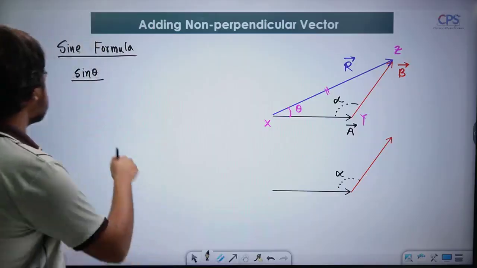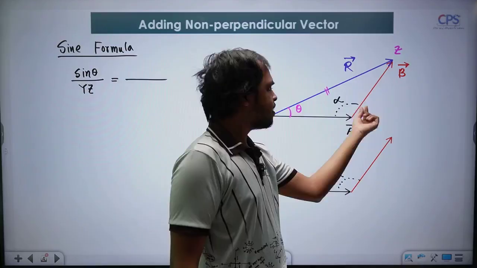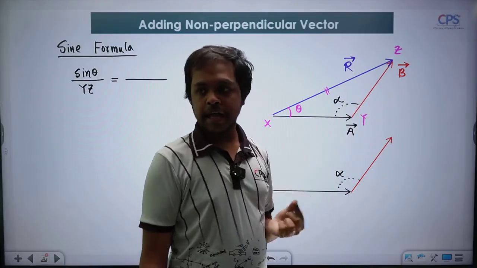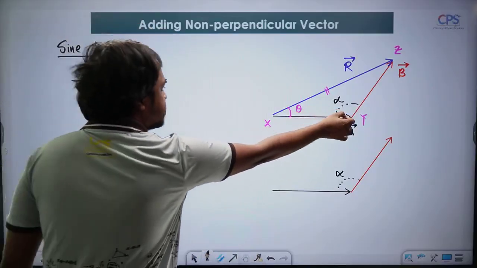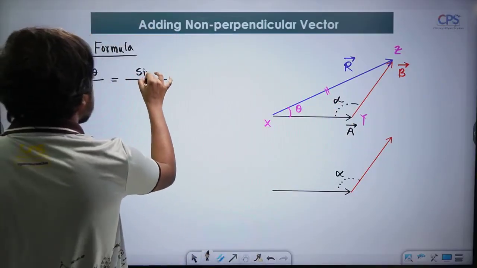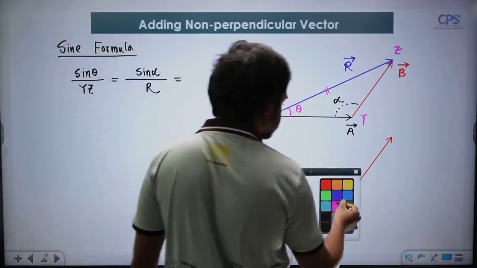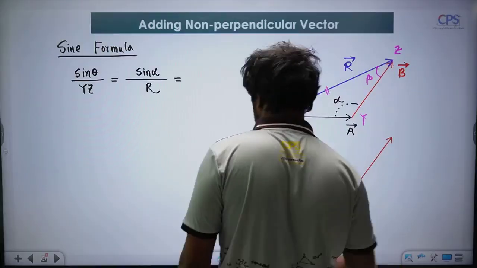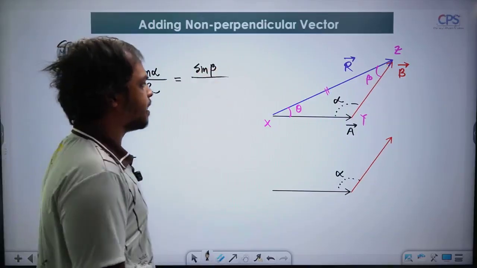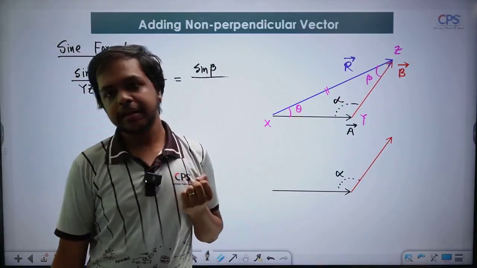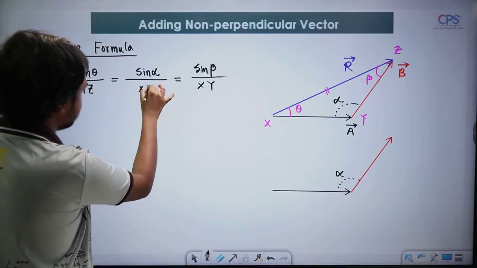yz. So sine theta by yz equals, if you take this alpha, you need to get the opposite one. So sine alpha divided by this r, and assuming you knew this one, let's say this is beta. So if you take sine of beta, you need to divide it by the opposite arm, xy. So this is not r, this is actually xz here in the triangle.